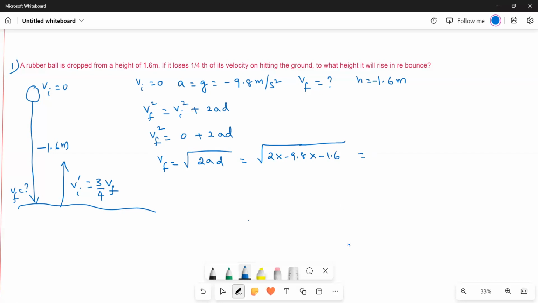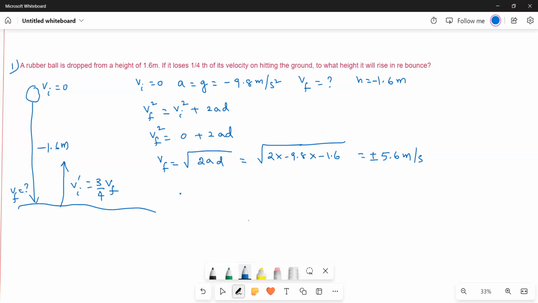Okay, now what will be the answer? 2 times this one is 31.36. Square root of this will give 5.6 meters per second. So plus or minus 5.6 meters per second. As it is coming down, I will take the negative value for the Vf, and while going up, it is the positive direction.